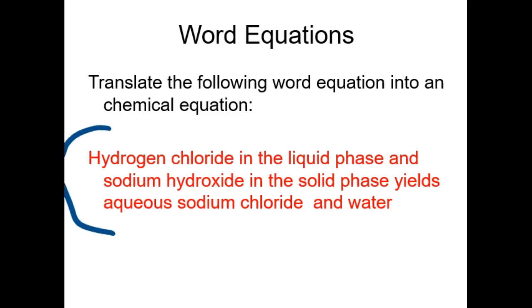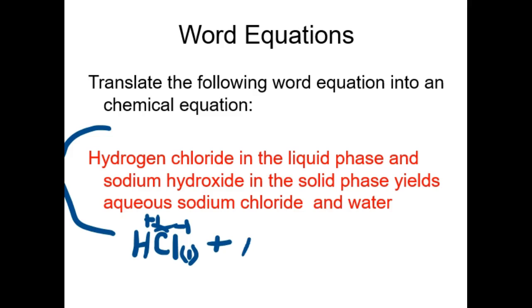So we have hydrogen chloride. Well, hopefully you know that hydrogen is H, chloride is chlorine, okay? And you must remember that there is a positive one on hydrogen and a negative one on chlorine. They're going to crisscross, and that's how we get HCl. In the liquid phase, remember that symbol for liquid? Okay, and there's a plus sign, okay?